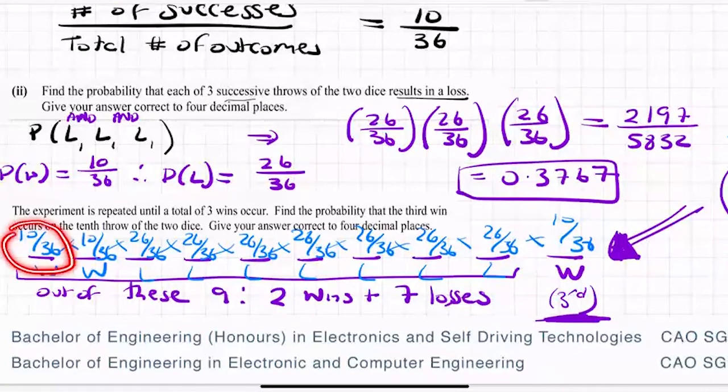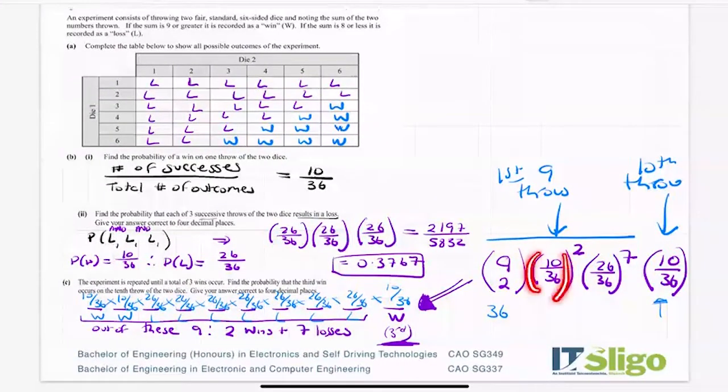Okay, so if I zoom in on that a little bit, you would see in all of these I have 2 wins, or in other words, 10 over 36 squared. And in all of these, I have 1, 2, 3, 4, 5, 6, 7 losses, or 26 over 36 to the power of 7. So that's all the formula for Bernoulli trial is. It's just how many different ways can I write it? There's my 2 wins, there's my 7 losses. Okay, and then of course this bit on the end is a little bit different. So I hope that makes sense to you.